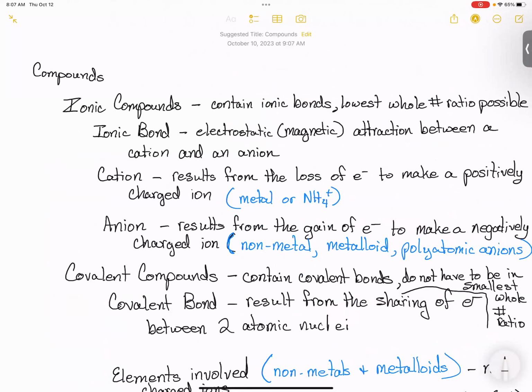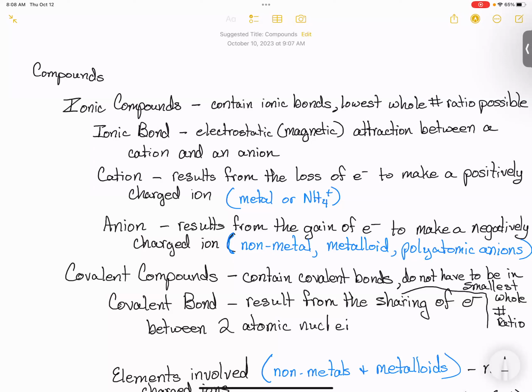So just as a reminder about ionic compounds, this is again in Monday, Tuesday's notes. Ionic compounds contain an ionic bond. An ionic bond is nothing more than basically a magnetic attraction between a cation and an anion. And the cation is going to be either a metal or it can be ammonium. But the cation results from the loss of electrons. Those electrons are transferred to the anion, which is the nonmetals that gain those electrons.